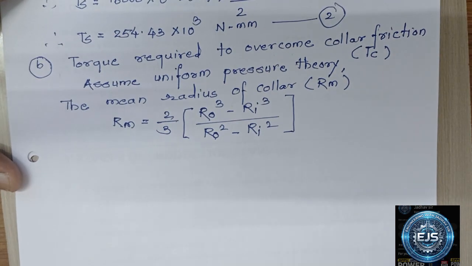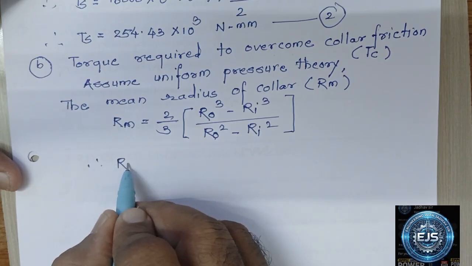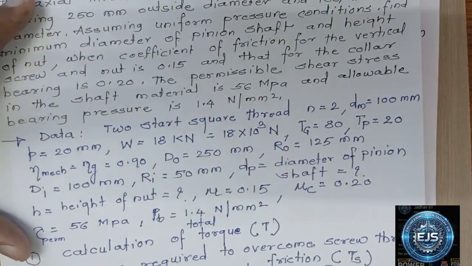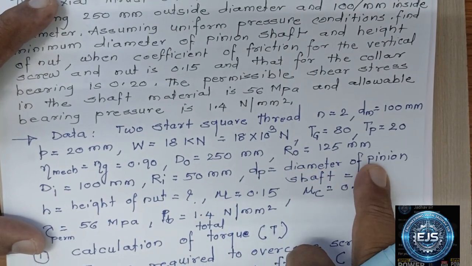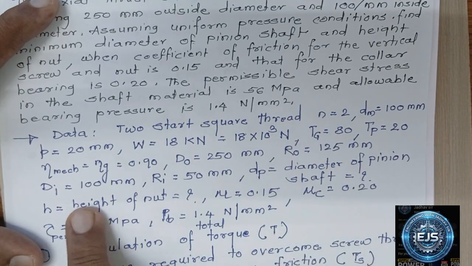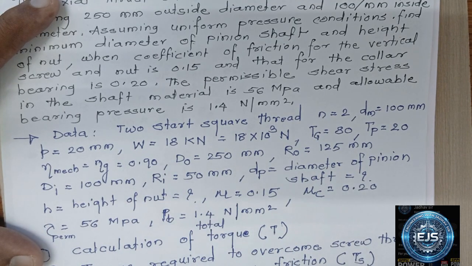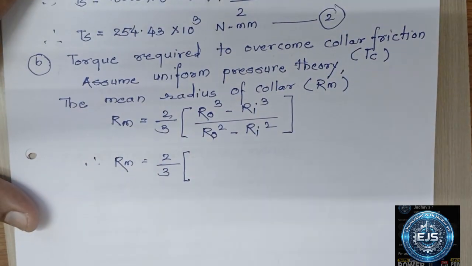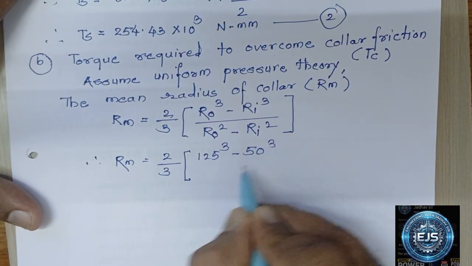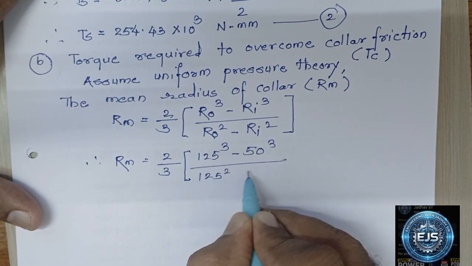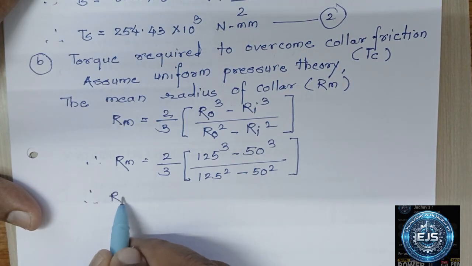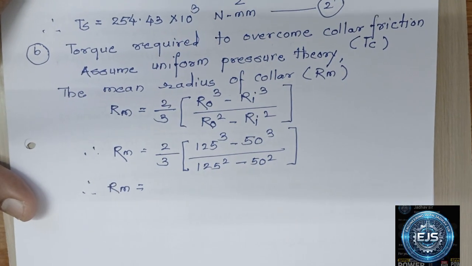So putting the values, we can calculate the mean radius. RM is equal to 2/3 into... RO and RI are given in the problem. The outer diameter of the collar bearing is 250 mm, so RO is 125, half of that, and inner diameter is 100 mm, so RI is 50. Putting these values here, 125 cube minus 50 cube divided by 125 square minus 50 square.